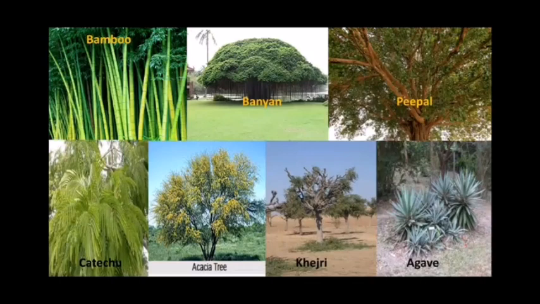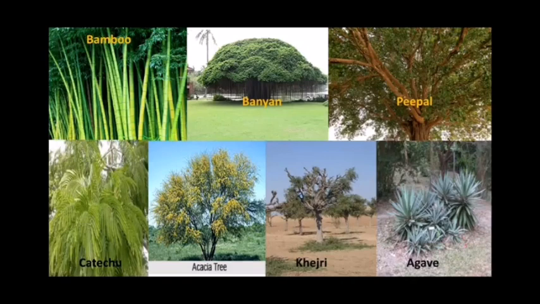For example, vegetation like the teak tree, bamboo, banyan tree, peepal tree, etc. are the trees that are found in these forests, that is, the deciduous forest.